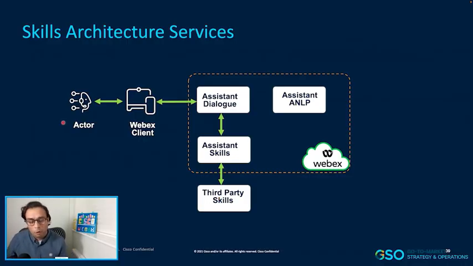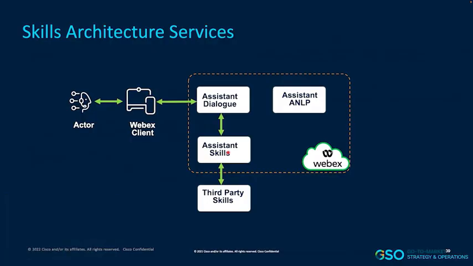Now, looking at the flow of how skills can be used, whenever a user invokes the Webex Assistant and requests to use a skill, the request goes to the dialog service. The dialog service analyzes that request and understands that it is to invoke a skill. At this stage, the dialog service sends the request in the background to the skill service to make sure that that particular skill is online, available and ready to use.